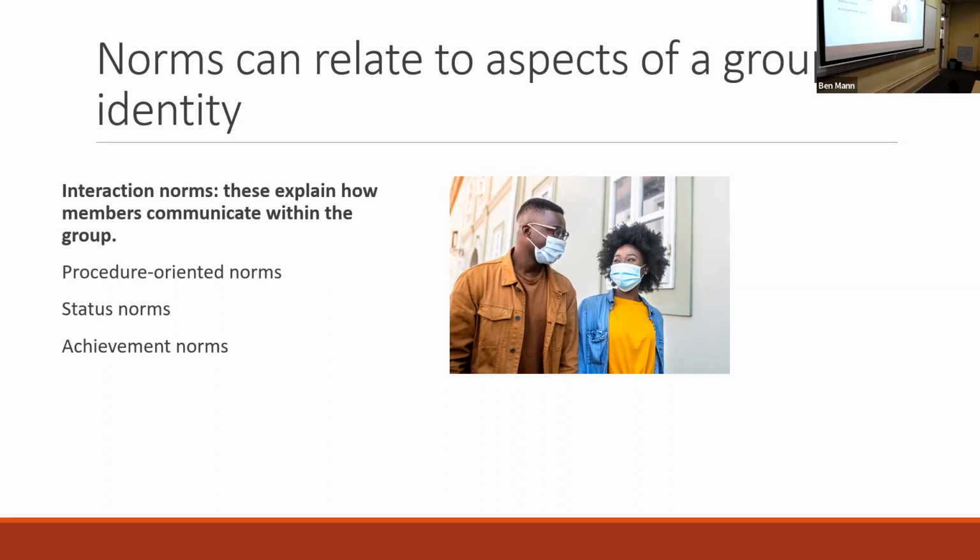Or maybe your group meeting shifted to Zoom or Google Meets, or you use something like Slack or Discord to communicate. So how people communicate within a group, that's the role of interactions.